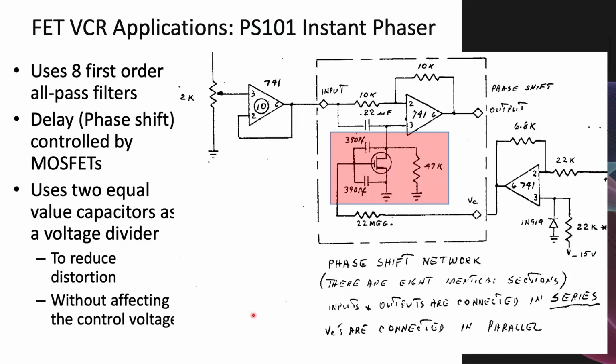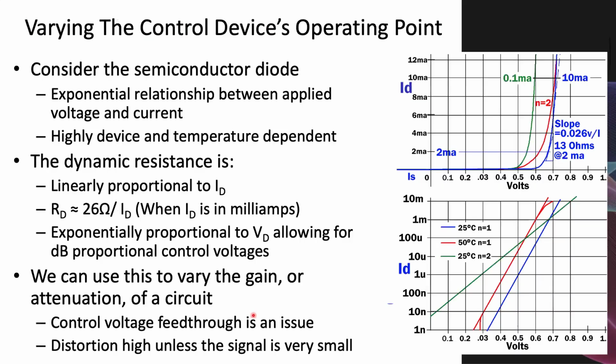Right. Now we come to the other main class of devices, which is to look at varying the operating point of a device. And if we look at something like a semiconductor diode, there's actually an exponential relationship between applied voltage and current. And you can see here the current versus the volts is very dramatic over a very small voltage range. And that's a bit of a problem.